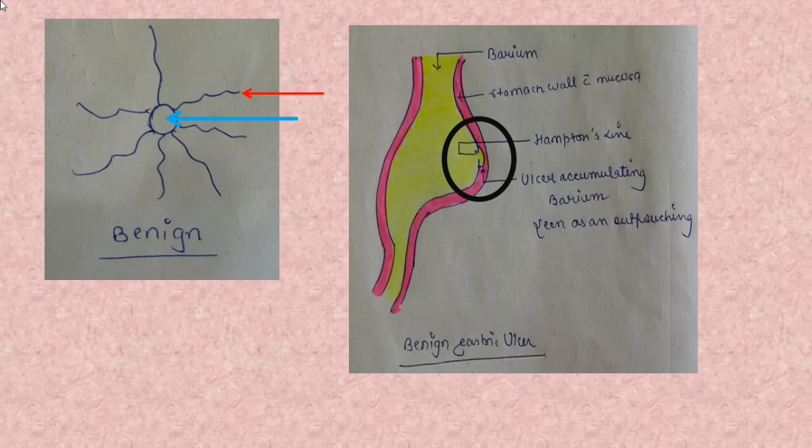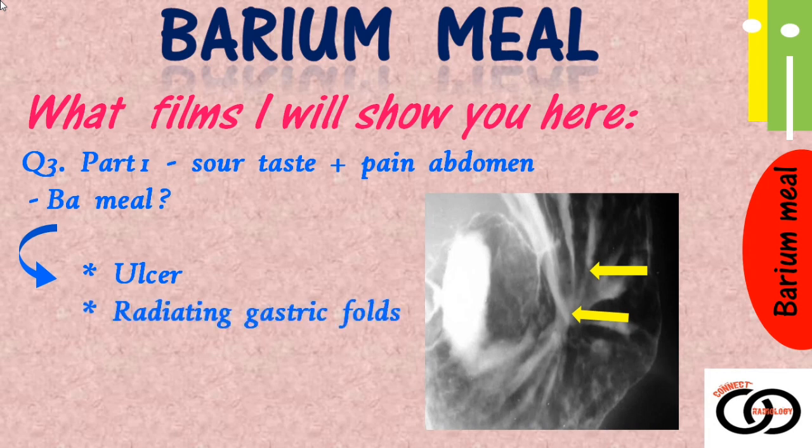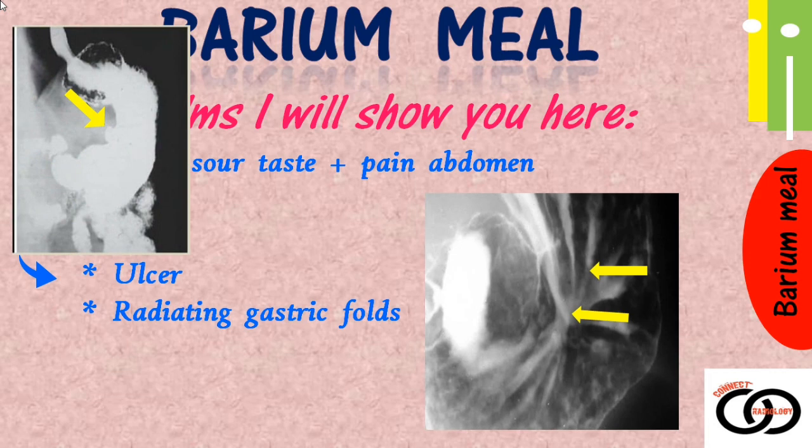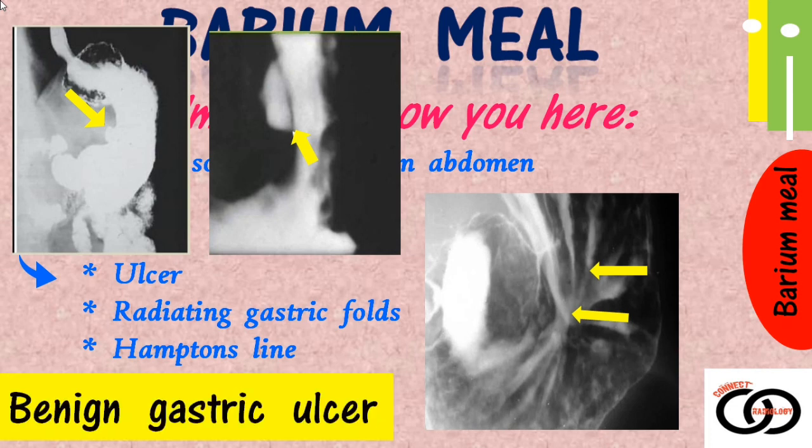Okay, now see this barium meal films. Okay, see this picture. This yellow arrow mark, this shows an ulcer with radiating gastric folds, okay, with radiating rugal folds. The second film shows the ulcer accumulating barium as an outpouching, and the third film shows the Hampton's line. So what we are dealing with? We are dealing with a case of benign gastric ulcer. Remember, H for harmless, H for Hampton's line means Hampton's line is seen in cases of benign gastric ulcer.